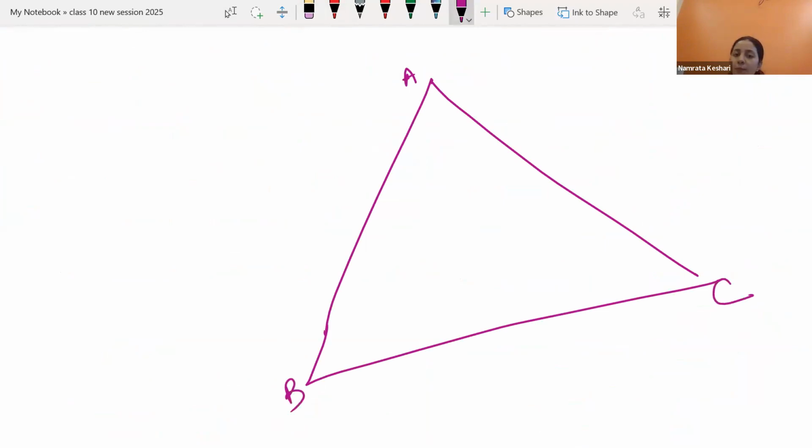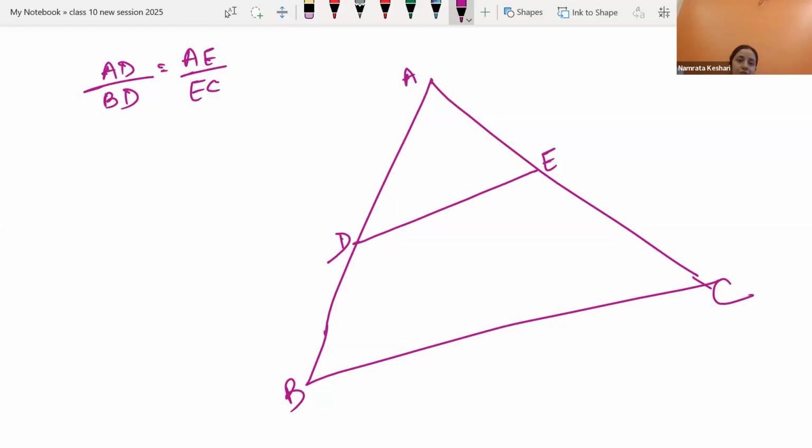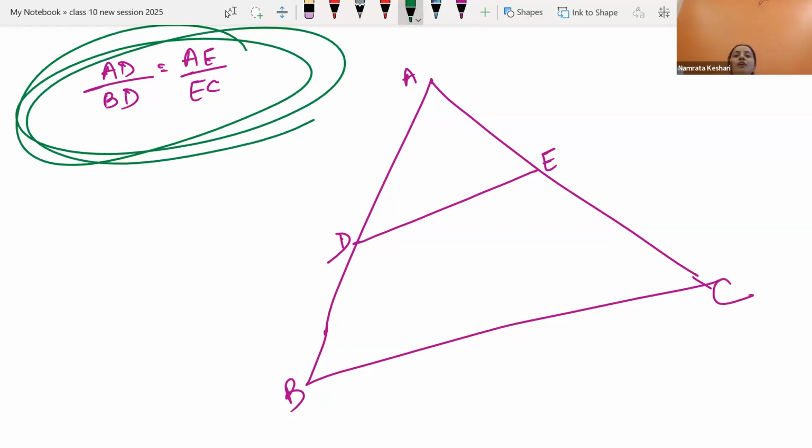Are you able? ABC triangle you are having, D you are maintaining parallel side. You have to prove that AD by BD is equal to AE by EC. The basic proportionality theorem says that if you construct a line parallel to one of the sides of a triangle, then the other two sides get divided in the same ratio by the same line. So this is what we have to show.